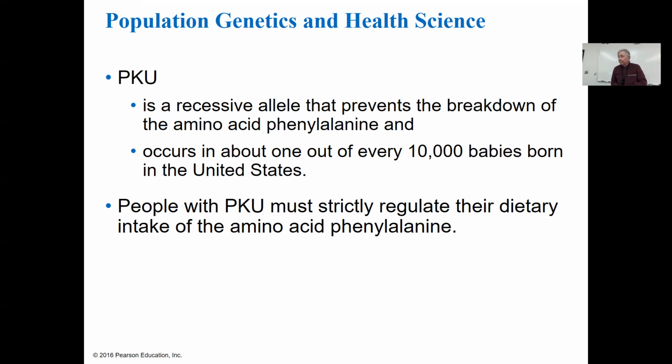So multiply 0.01 times 0.99, double it, and that's what you got. If you get your calculator now and do that, you come up with 0.0198, which rounds off to about 2%. All right, so 0.02. That means that 2% of the overall U.S. population are carriers for PKU.